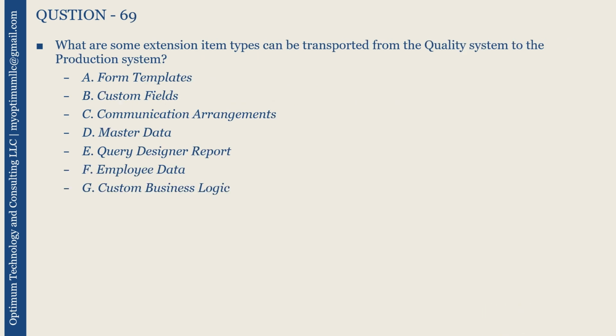Question 69. What are some extension item types that can be transported from the quality system to the production system? A. Form templates. B. Custom fields. C. Communication arrangements. D. Master data. E. Query designer report. F. Employee data. G. Custom business logic.